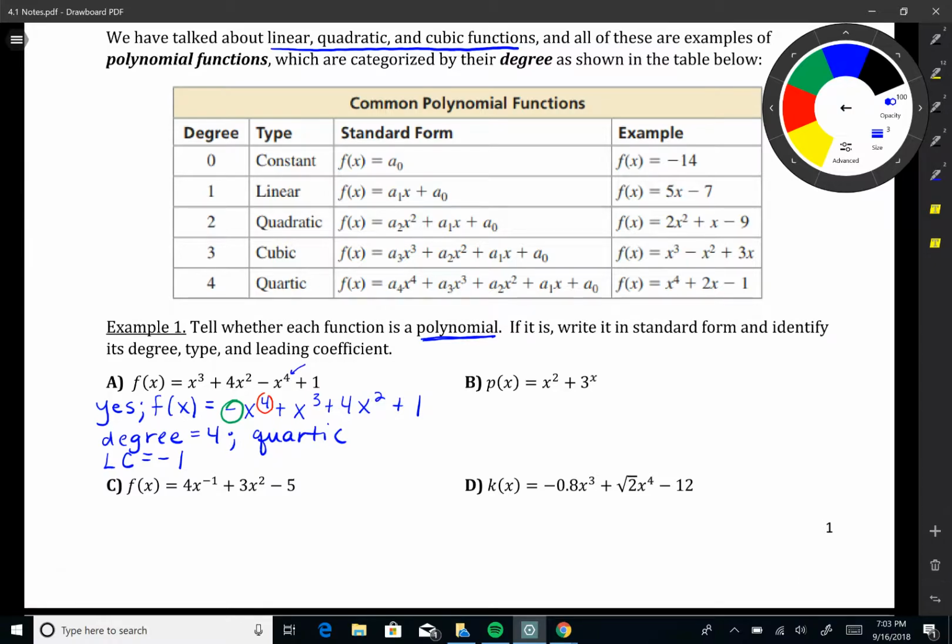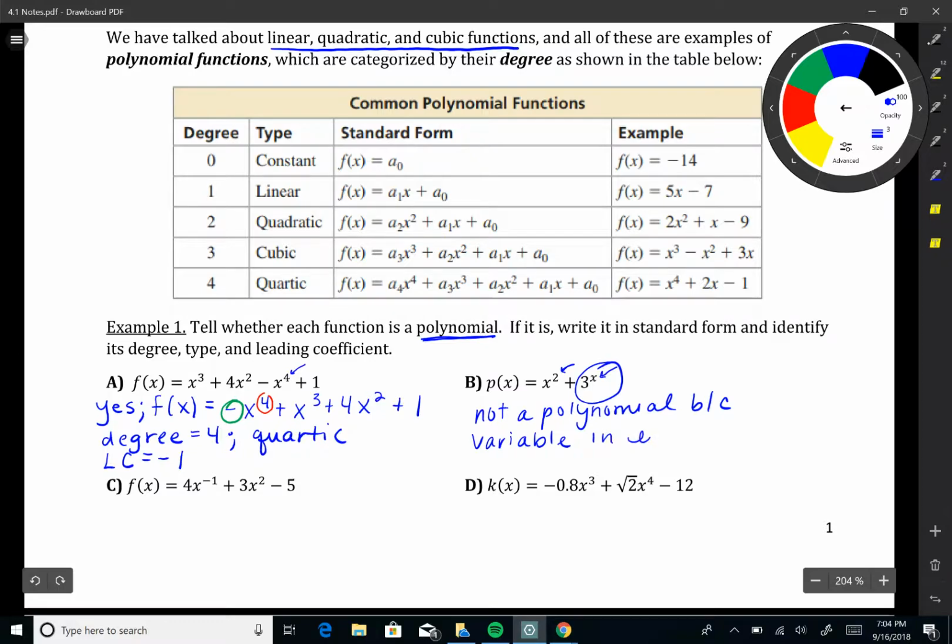Okay, moving on to letter B, P of x equals x squared plus 3 to the x. So first to determine if it's a polynomial, we ask ourselves, are both exponents whole numbers? The first one is the number 2, but the second one is the variable x. So this term right here makes this not a polynomial, and that is because there's a variable in the exponent. And we will get to those when we get to exponential functions.